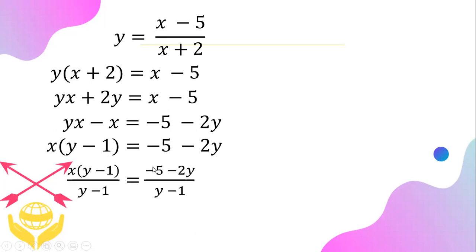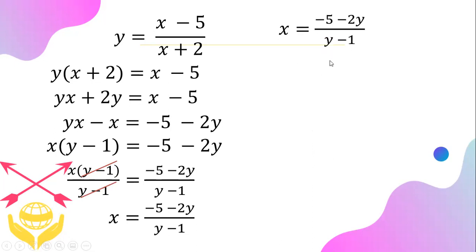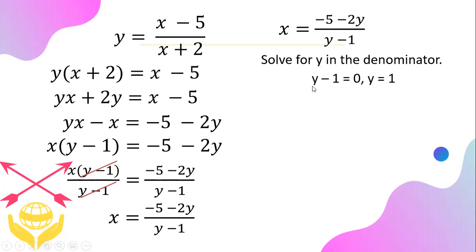Then solve for x. Solving for x, the y minus 1 must be divided on both sides of the equation, so we can cancel out the y minus 1. What is left is x equals -5 minus 2y over y minus 1. And from that, you need to solve the value of y in the denominator. What's the denominator? It's y minus 1, therefore y is equal to 1. So that is again a restriction. Meaning the range is the set of all y such that y is an element of the set of real numbers and y must not be equal to 1.